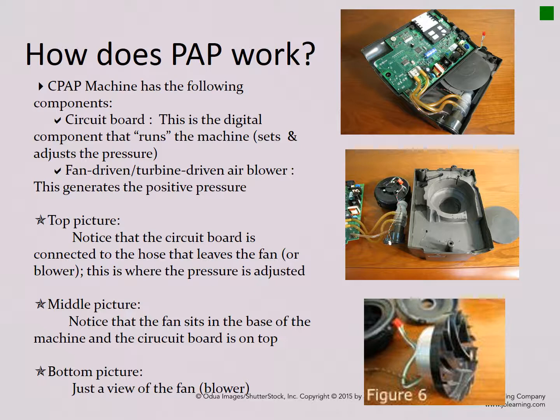You don't need to know all the ins and outs of how a CPAP machine works, but you should know that it is comprised of a circuit board. That's the digital component that really runs the machine. It sets and adjusts the pressure. There's a fan-driven, turbine-driven air blower, and this is what actually creates the positive pressure. So imagine it's like a fan where the air coming out of the fan is enclosed into a tube.